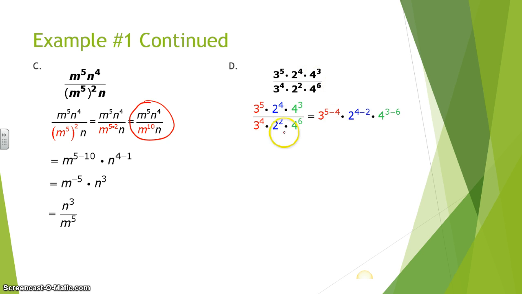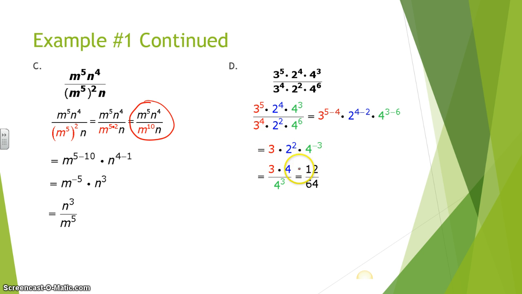So the way it's going to be set up is 3 to the 5 minus 4 times 2 to the 4 minus 2 times 4 to the 3 minus 6. So what I'm going to have here is 5 minus 4 is 1, so we have 3, times 4 minus 2 is 2, so 2 squared. 3 minus 6 is 4 to the negative third. To write our final answer, we bring that 4 to the third down to the denominator.